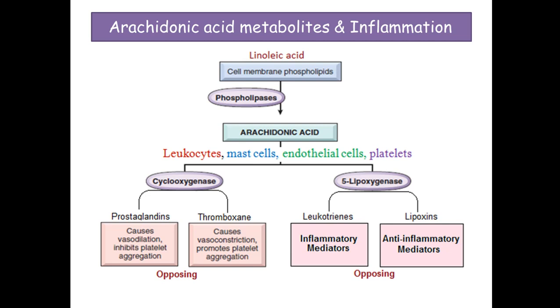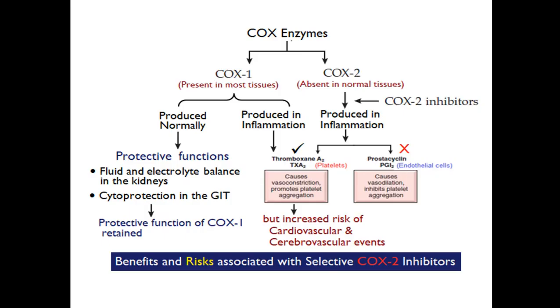So what we conclude is that in leukocytes, mast cells, endothelial cells, and platelets, the two enzymes, cyclooxygenase and 5-lipoxygenase, result in the formation of, for example, prostaglandins and thromboxane A2 from cyclooxygenase. And these two are totally opposed to each other. Similarly, the lipoxygenase enzyme converts arachidonic acid into leukotrienes and lipoxins. And here again, the two metabolites oppose the effects of each other.